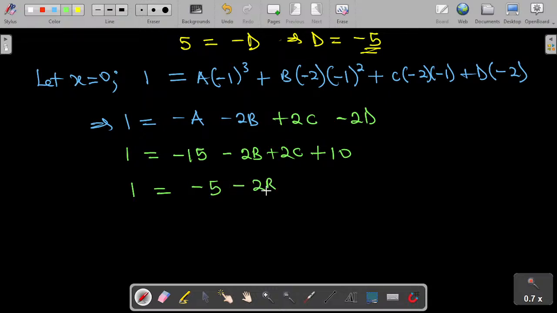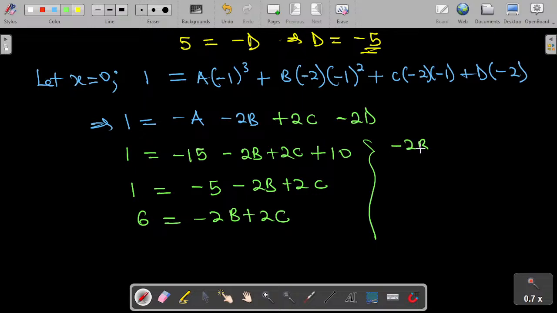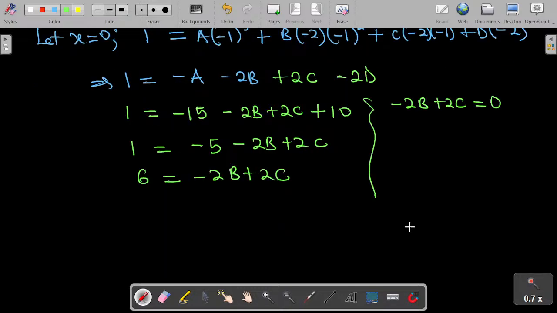So we'll have minus 2 plus 2c. Okay? So if we move minus 5 to this side, we are going to get 6 is equal to minus 2b plus 2c. Therefore, our first equation will be minus 2b plus 2c is equal to 0. Alright, so what are we going to do with that?